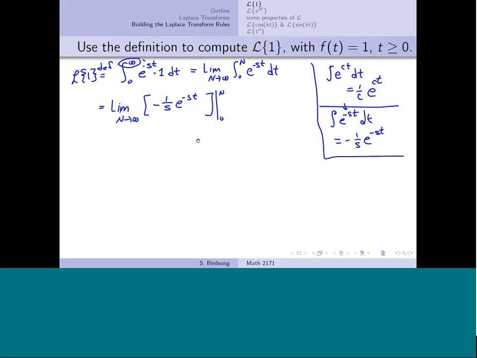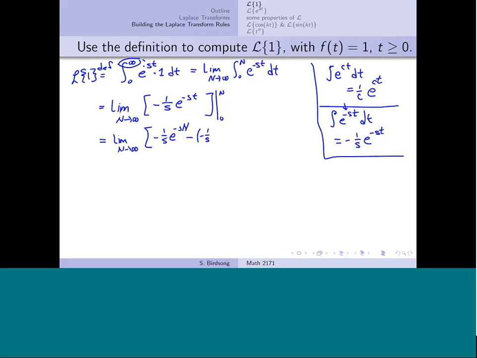So next step, we'll go ahead and we'll plug in. So we've got the limit as n approaches infinity. We plug in the n into our formula. We'll have negative 1 over s, e to the negative s times capital N. Then subtract, and now we'll plug in 0. And when we plug in 0, we'll get negative 1 over s.